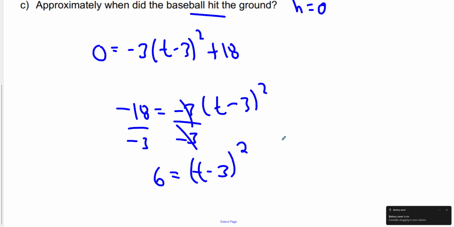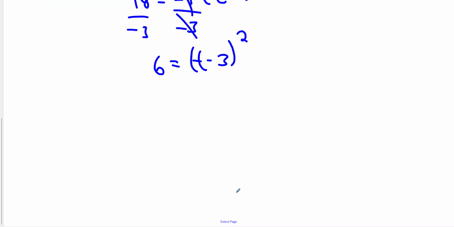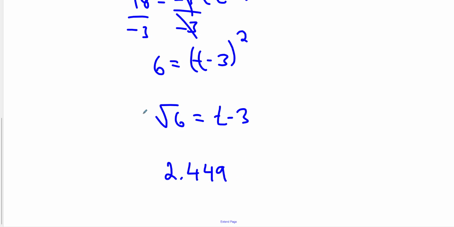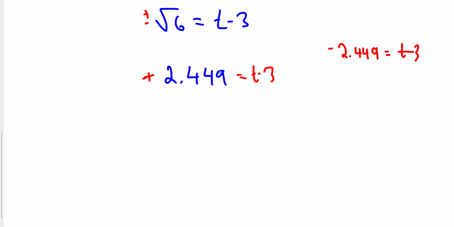Okay, and now we're going to take the square root of both sides. So square root of 6 is equal to t minus 3. And what is the square root of 6? 2.449, yeah. So here we're going to split into its positive and negative values. So we're going to have positive 2.449 is equal to t minus 3, and negative 2.449 is equal to t minus 3. Then we're going to bring the t over, and we're going to add 3 to everything, right?